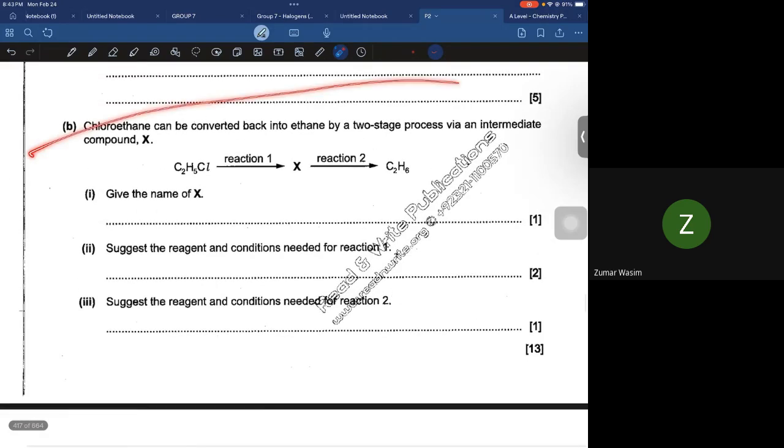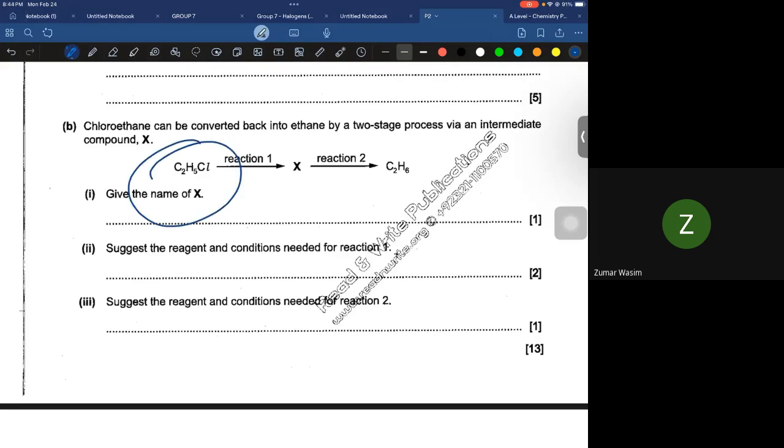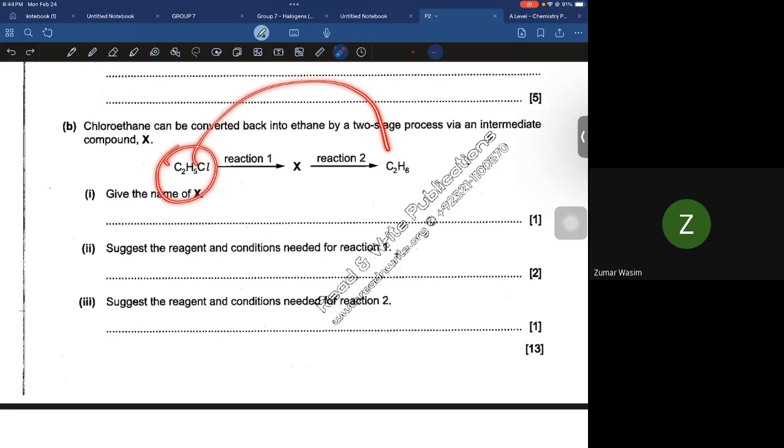Yes, this is a good question. Chloroethane can be converted back into ethane by a two-stage process via an intermediate compound X. Give the name of X. What do you think? What is X? Your haloalkane is converting into ethane, a simple alkane, and this is your intermediate. Give the name of X. What do you think? What should X be, sir?